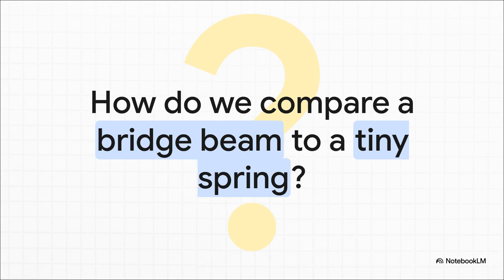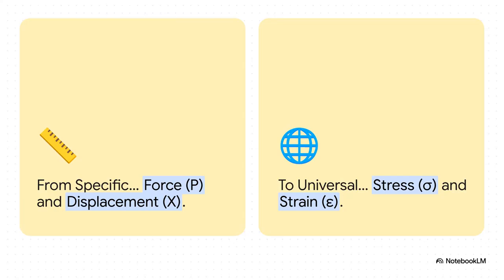We need a language that works for a tiny wire just as well as it does for a massive I-beam in a skyscraper. And the solution is actually pretty genius. We just normalize everything. We replace the specific idea of force with a universal concept called stress, and we do the same thing for displacement, turning it into a universal concept called strain. Let's break those two down real quick.